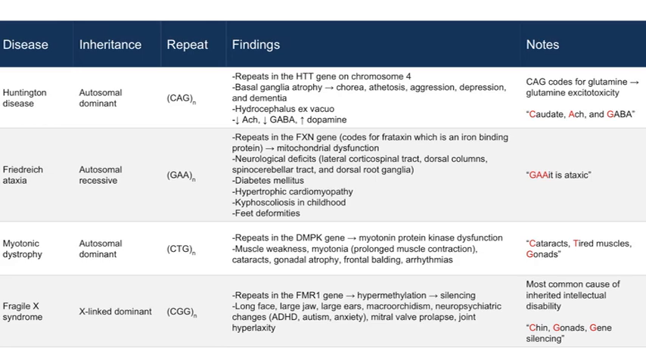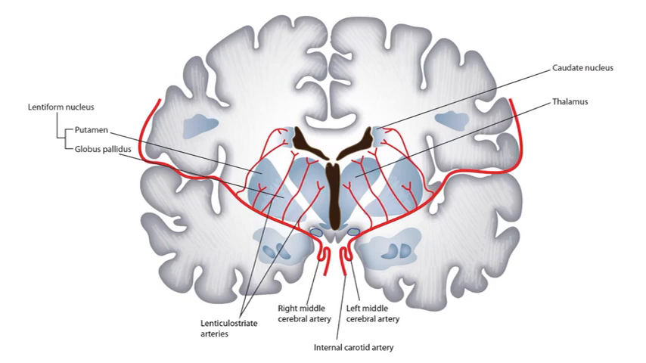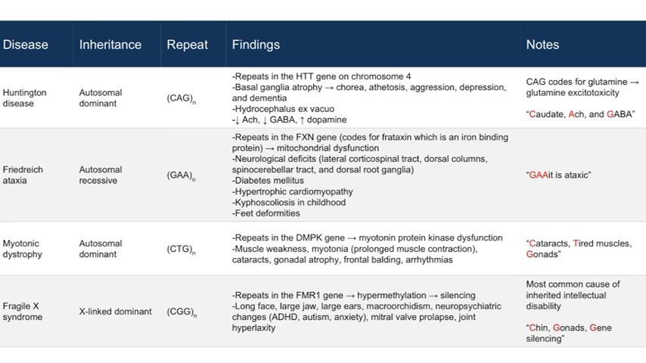This is a table of the trinucleotide repeat disorders, which can be found in Section 9 of Genetics. Huntington disease is an autosomal dominant condition caused by CAG repeats. The repeats occur in the HTT gene on chromosome 4 and result in basal ganglia atrophy. Recall from neurology that the basal ganglia is this region of the brain right here. This includes many structures such as the caudate nucleus and lentiform nucleus and is important in regulating movement. In Huntington disease, this part of the brain is affected, so it should make sense that movement becomes abnormal in these individuals.